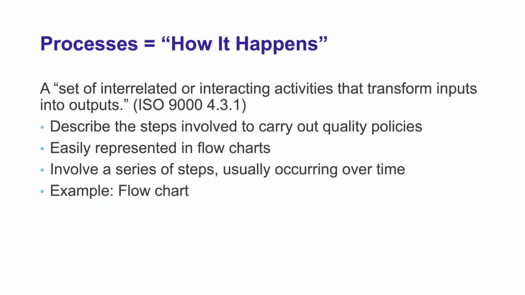Processes are how it happens. So processes are a set of interrelated or interacting activities that transform inputs into outputs. They basically take the framework that was created in the policy and describe the steps that are involved to carry that out. An easy way to represent processes is flowcharts, and they involve essentially a series of steps that occur over time. So an example of a process would be a flowchart.